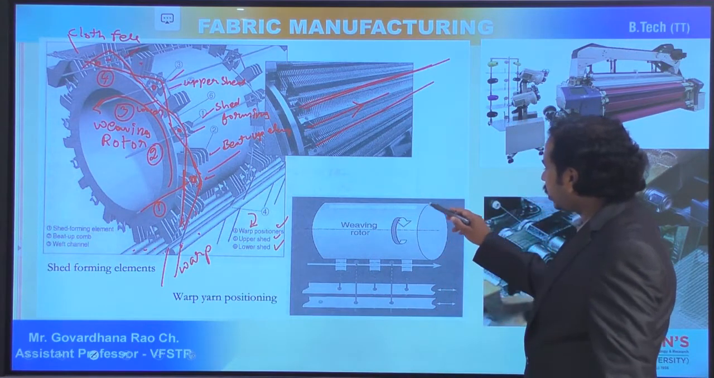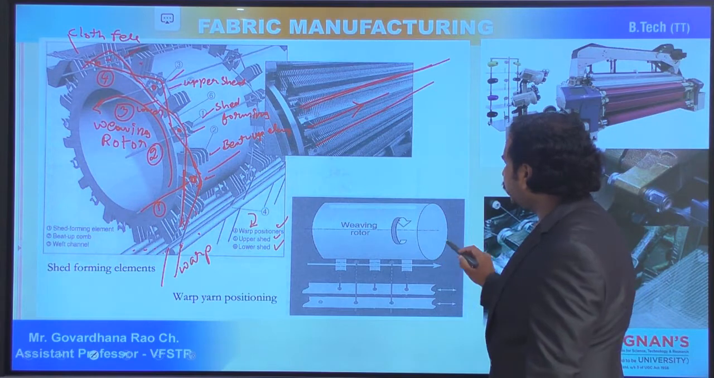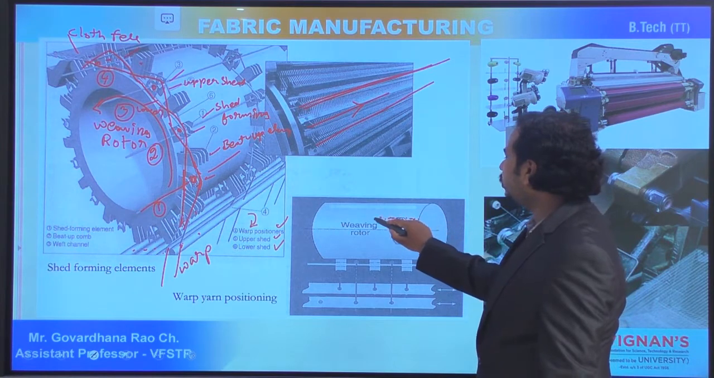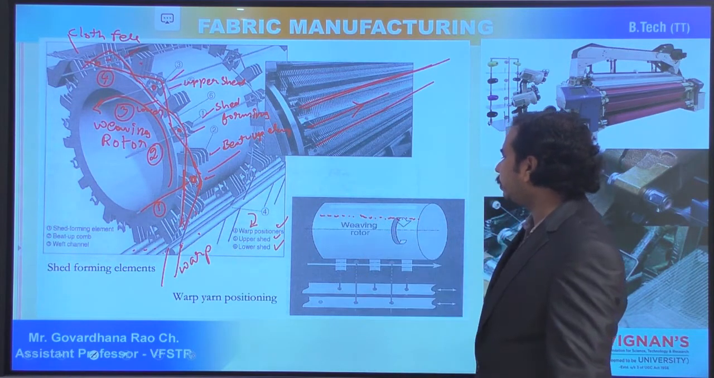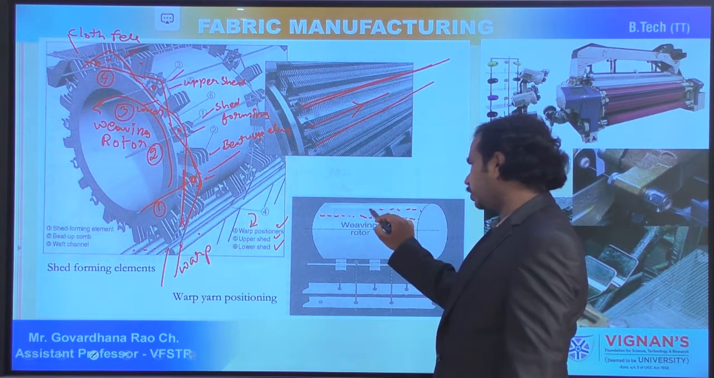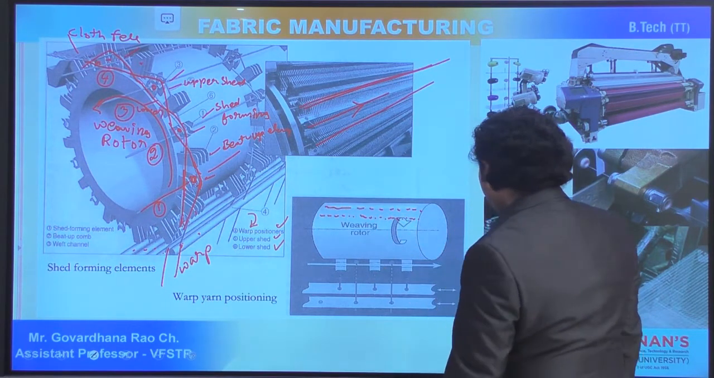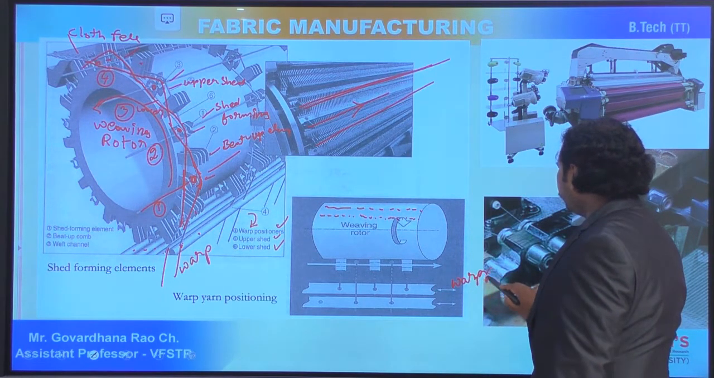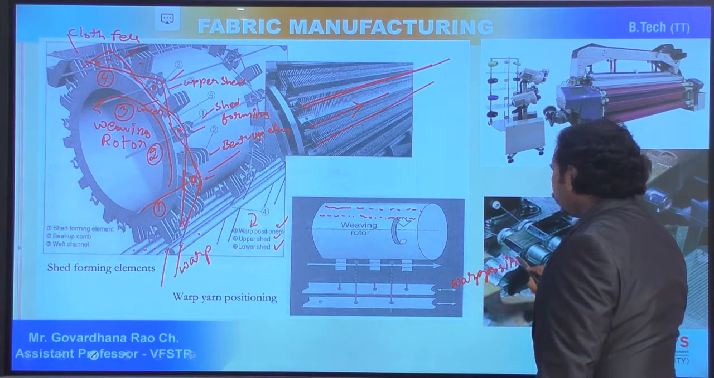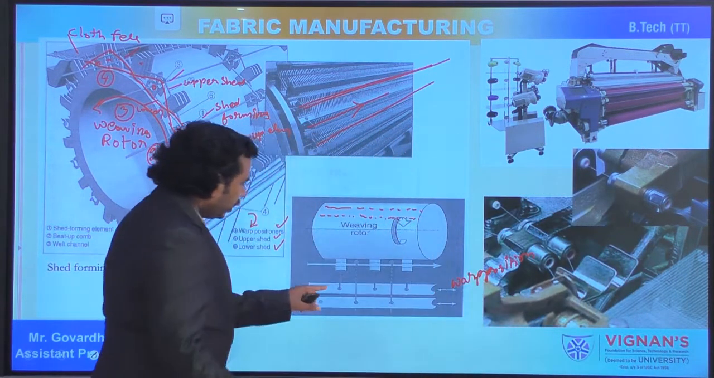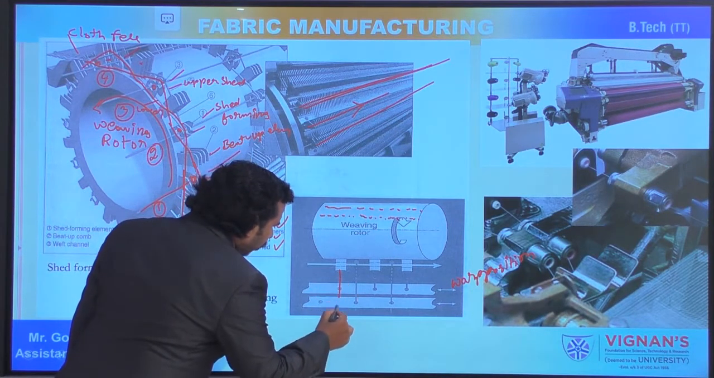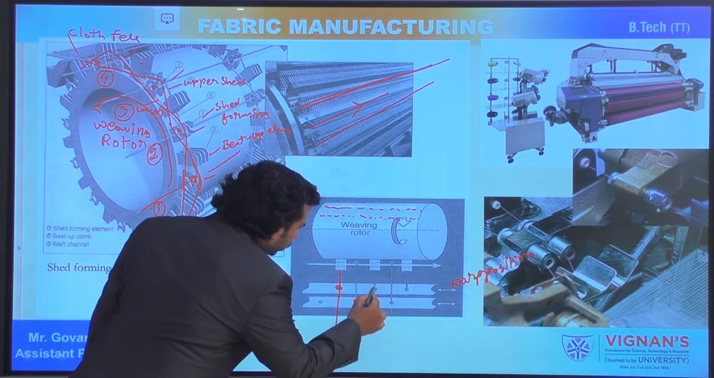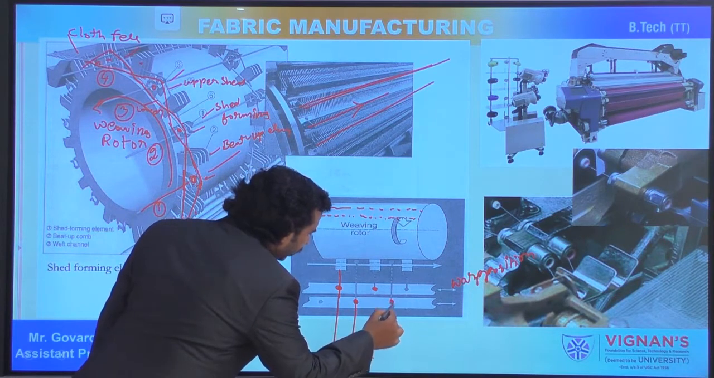And you can observe here the complete rotor, how this weaving rotor is. Throughout the width of the rotor, all the shed forming elements are there, and throughout the width all the beat up elements are there. Now you can see these are the warp positioners, where you can understand that the warp threads are passed through the warp positioner. You can observe here this place. This thread is passed through this. Now this thread is passed through this. Now this thread passed through this.